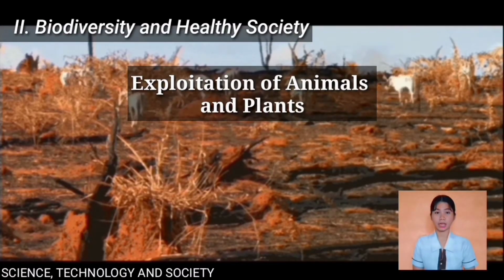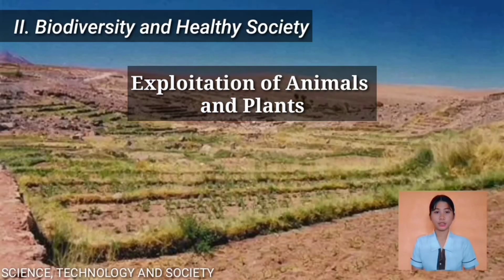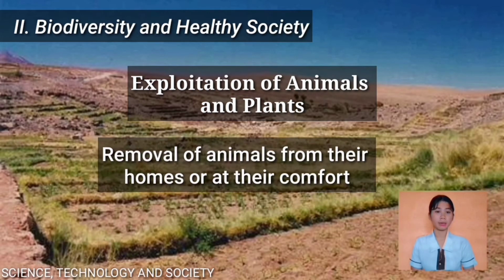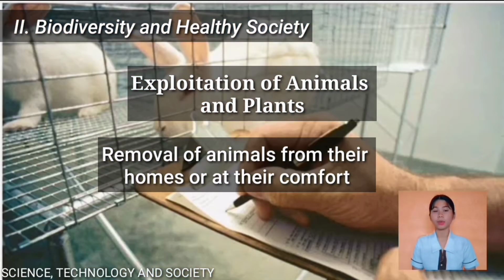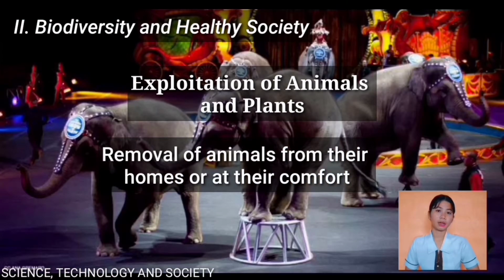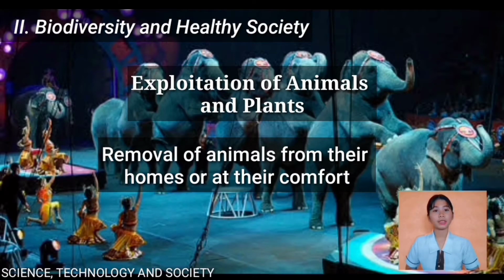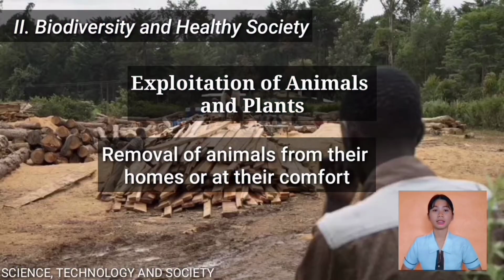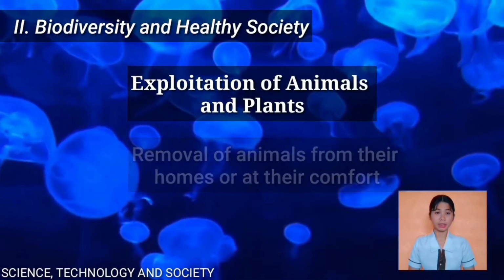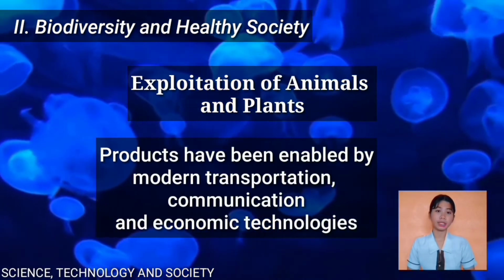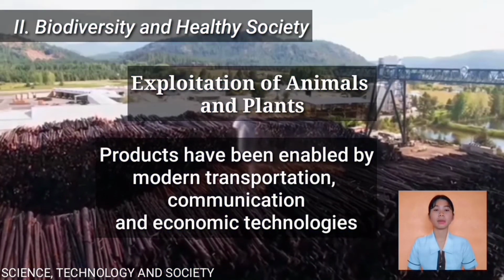Next is the exploitation of animals and plants, which means getting or removing the animals or plants from their home. Animals are being taken far from their habitat because they are kept in the zoo or used in other activities by humans. Plants at the same stage are being transferred to other places where they are not catered to by their ecosystem. This exploitation of animals and plants has been enabled by modern transportation, communication, and economic technologies.